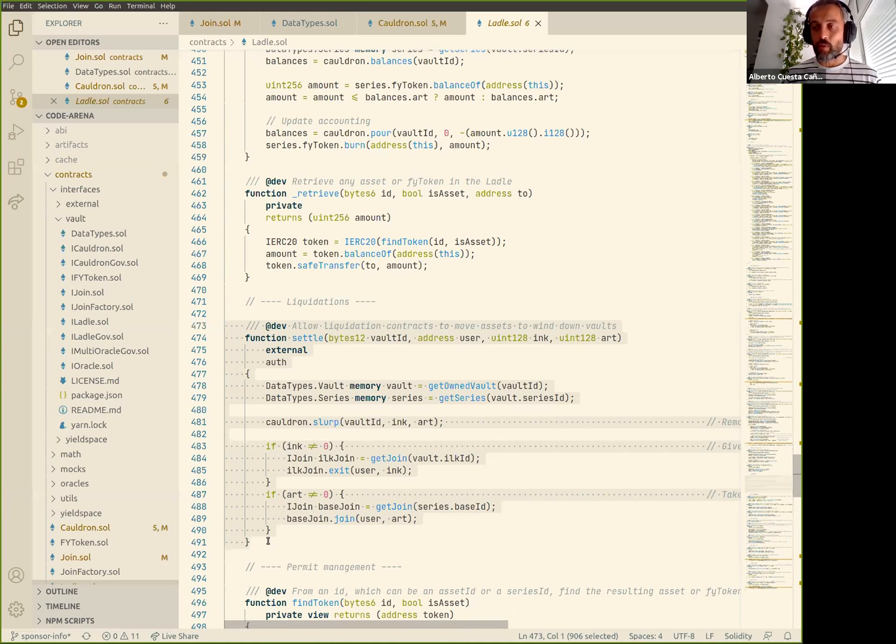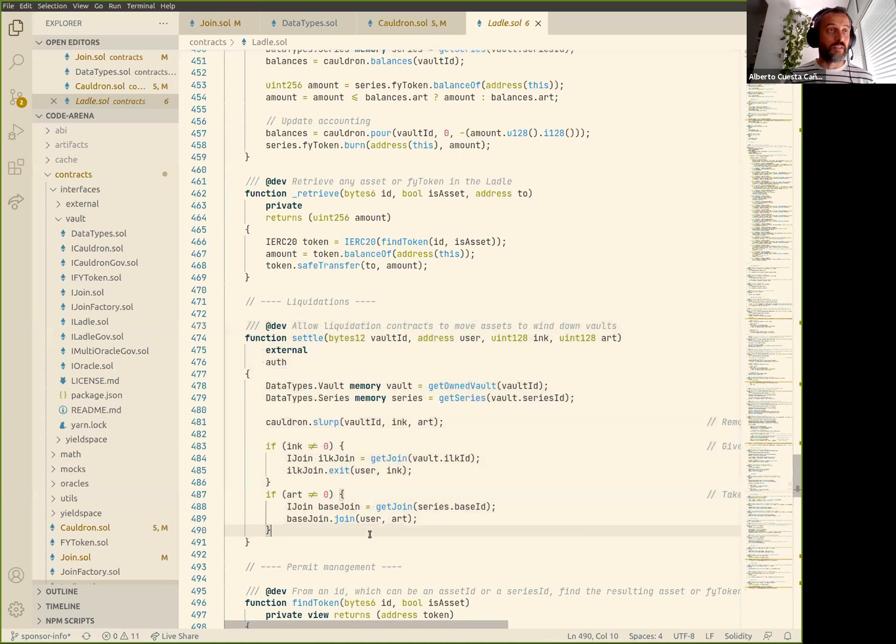If we find a better way of doing it, we can replace the ladle, we can replace the witch. But yeah, I don't like this, and I've marked it as a concern in the hacking contest to see if someone finds how to abuse it.